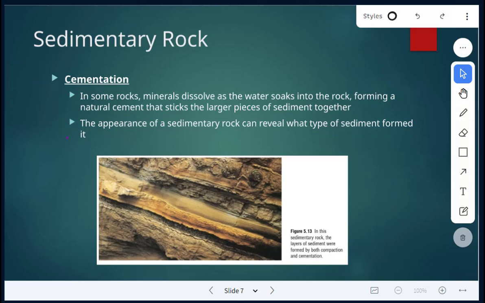The appearance of a sedimentary rock can reveal what type of sediment formed it. Here in this rock, it's a sedimentary rock. We can see layers of sediment, and in this one, they were formed by both compaction and cementation.